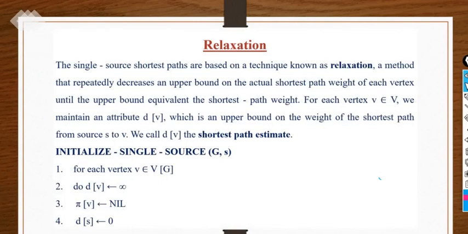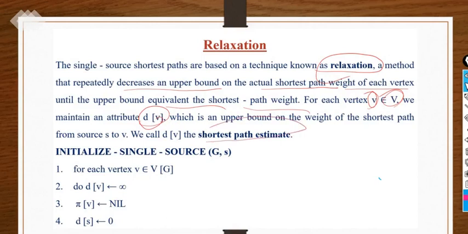Now one very interesting concept comes into consideration here. The single source shortest path is based on the relaxation technique. What it actually does is repeatedly decrease an upper bound on the actual shortest path weight of each vertex, and it will do the same process until the upper bound becomes equal to the shortest path weight. There are lots of vertices that belong to the set of vertices here, and each maintains the attribute d of v. d of v stands for the distance from moving from one vertex to another vertex. So it's a shortest path estimation, we can say. Okay, so d of v is the shortest path estimation.